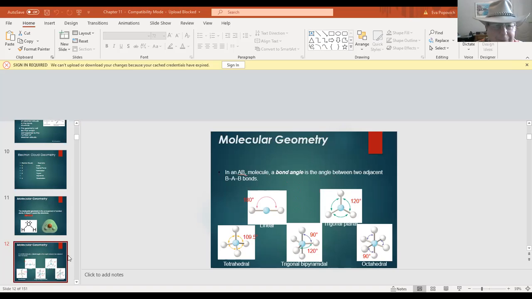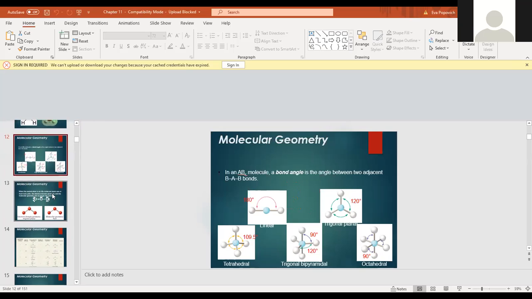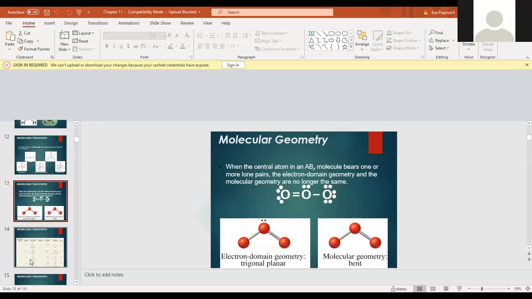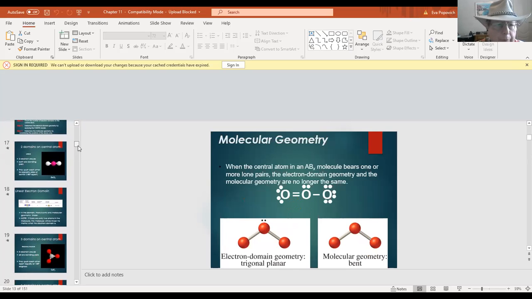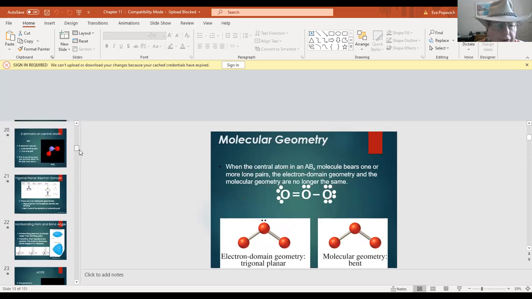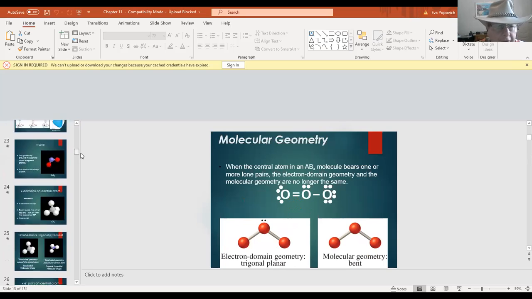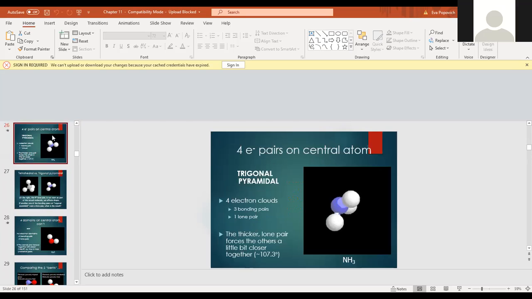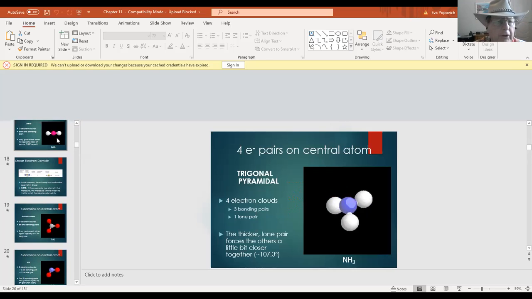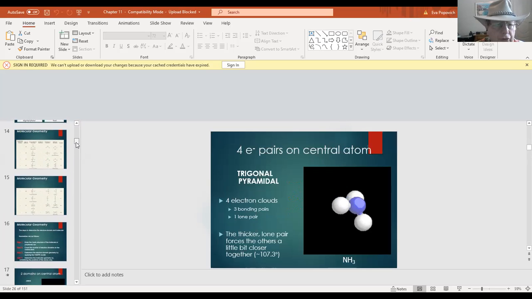Okay, but I did the shapes after that. Yeah, you did. I remember going over it. I was just focusing on the charges. Do you remember my going through the four things? Did I get through four things around the center atom? I don't think so. All right. I did get through electron clouds.